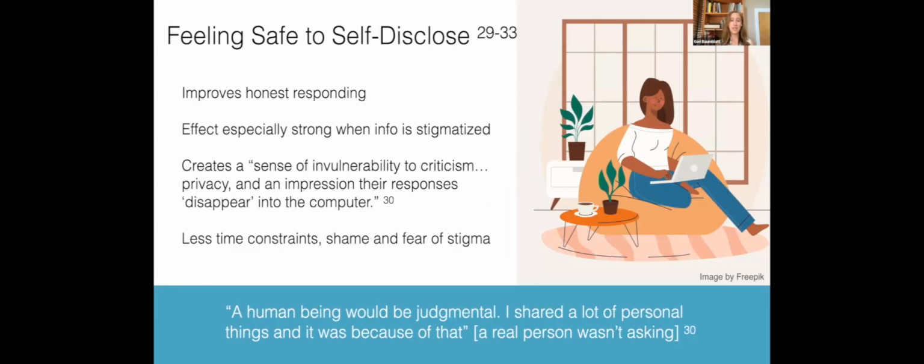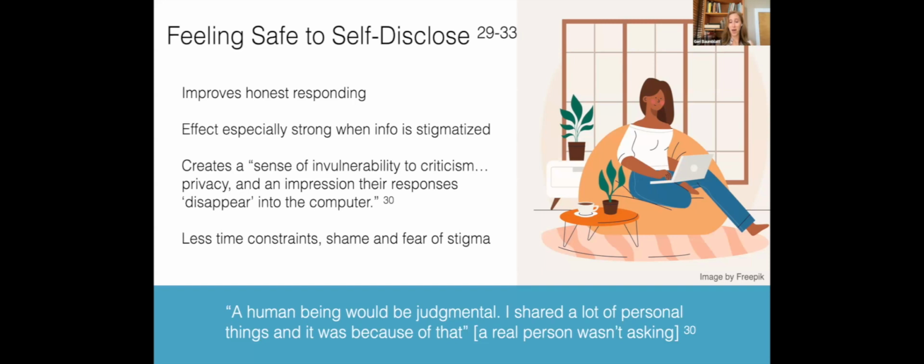And what's great too is in an online setting, and I think we've all experienced this, for all the concerns people have about privacy, people feel much safer disclosing information in an online setting. And part of that is you're just at home by yourself. You feel like you're in a safe space. You have time. There's not that person in front of you waiting for your answer. And even if they're not judging you, you might feel like they're judging you. But it creates this sense of invulnerability to criticism, privacy, and this idea that your responses just disappear into the computer. So even though you know they're going to somebody, it still gives you that openness.